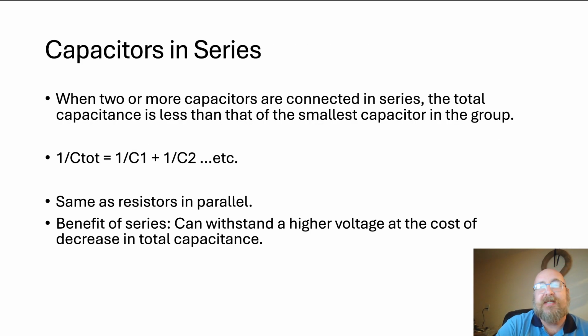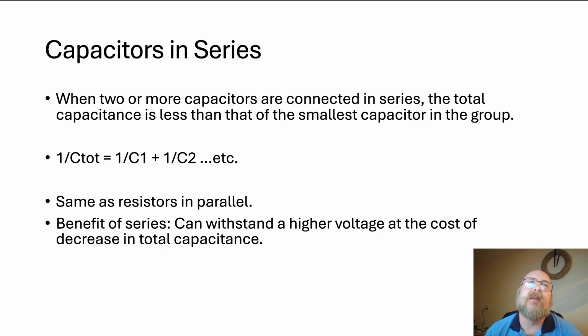Capacitors in series behave exactly like resistors in parallel. So it's 1 over C total equals 1 over C1 plus 1 over C2, etc. And that means that when two or more capacitors are connected in series, the total capacitance is less than the smallest capacitor in the group. And this makes sense because the amount of electrons that it has to fill the next one over and the next one over is limited by how many are on that one. So it's always going to be less than the smallest one because it's just passing it along, passing it along, passing it along.